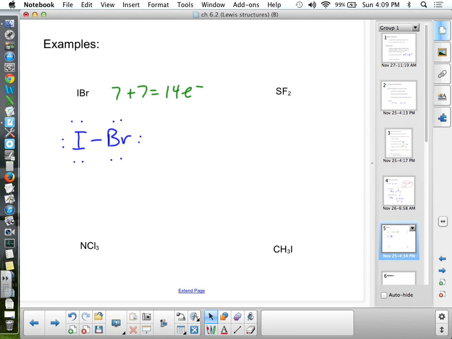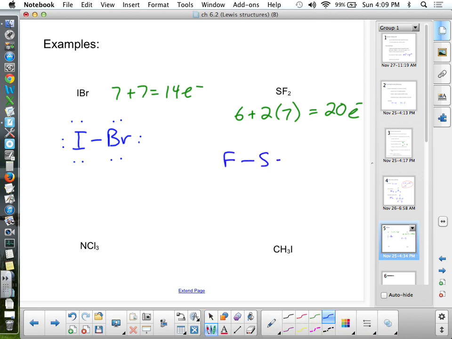Let's do another example. Sulfur difluoride. Sulfur has 6 valence electrons. Each of the 2 fluorines has 7. That gives me a total of 20 valence electrons. I will follow the rule of symmetry and put sulfur in the center and form 2 bonds to the fluorine atoms. Of my 20 valence electrons, I've used up 4 to form the 2 sulfur-fluorine bonds. That gives me 16 left, so I will give them away as lone pairs.